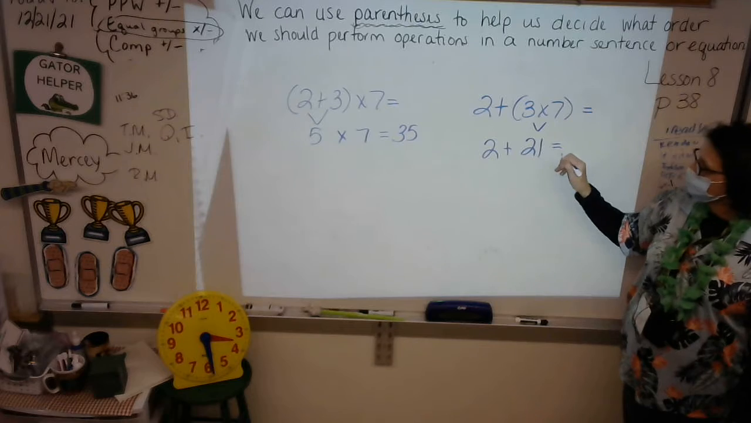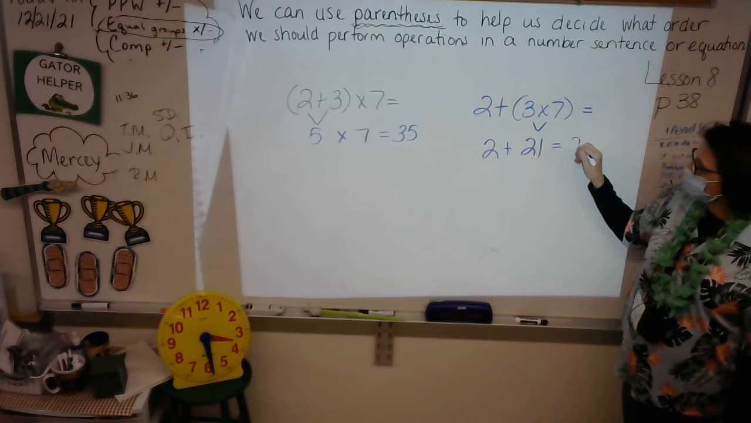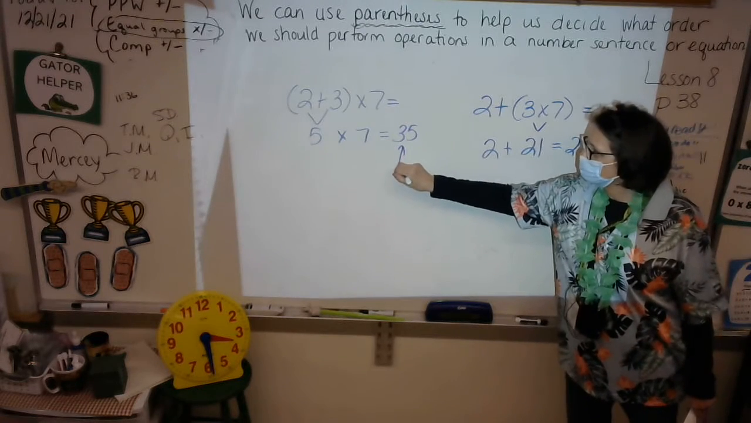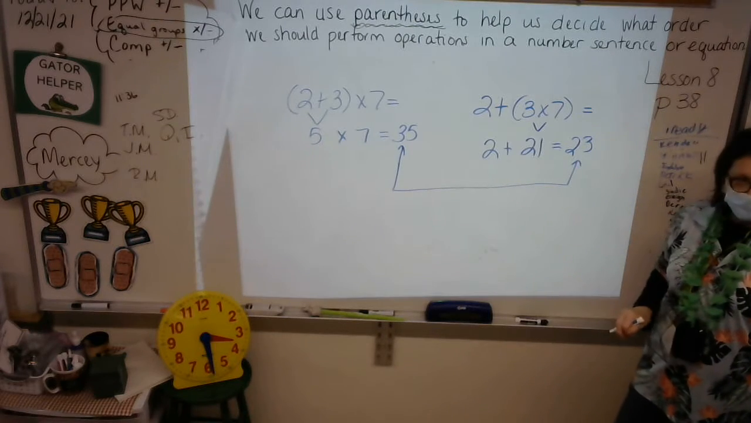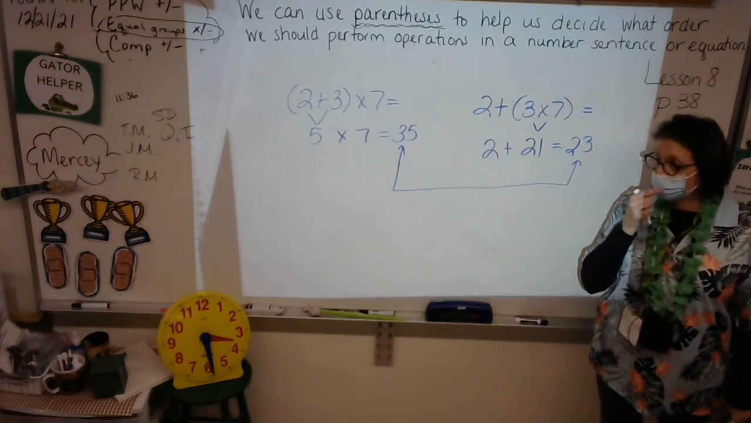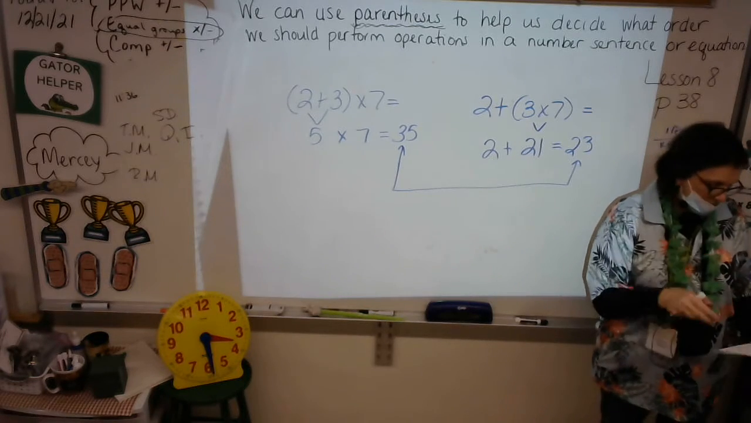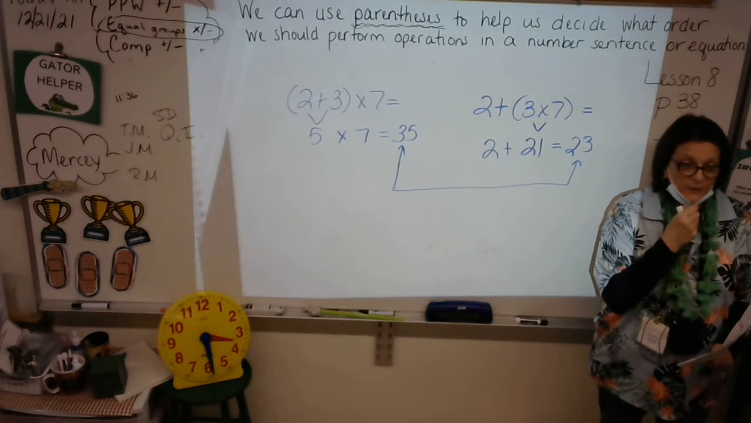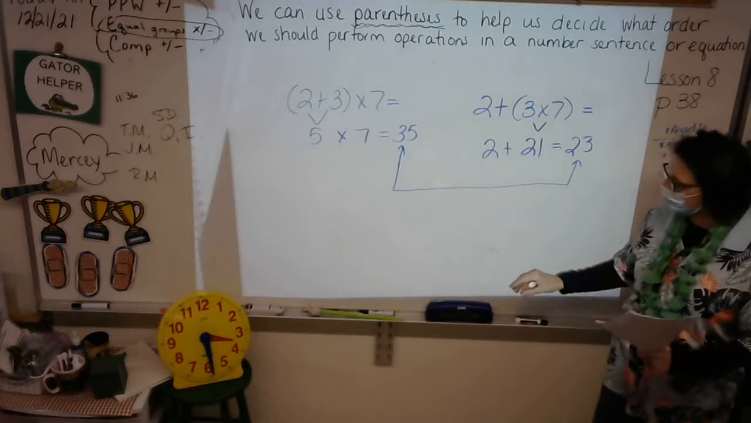And what is 2 plus 21, class? 2 plus 21 is 23. Look how different our answers are. We got 35 here, and over here we got 23. Why are they so different? Just because of where the parentheses were. Does everybody understand? So you think putting your parentheses in the right place is important? Yes. It absolutely is. Okay, let's try another example.